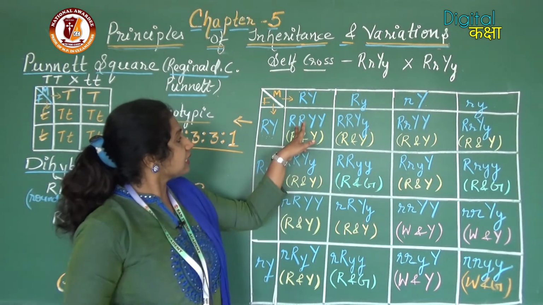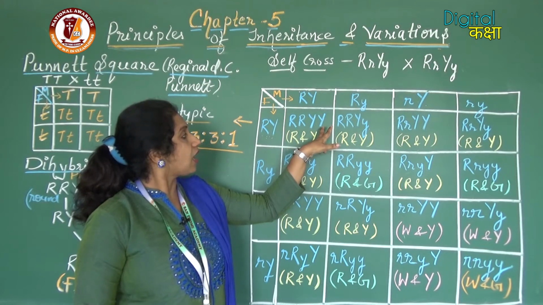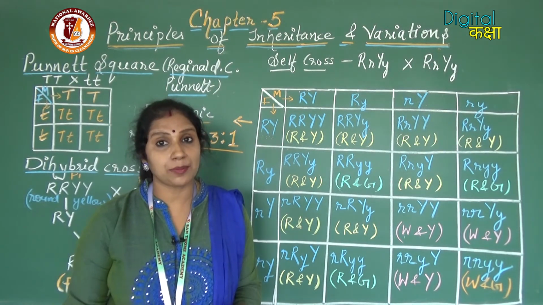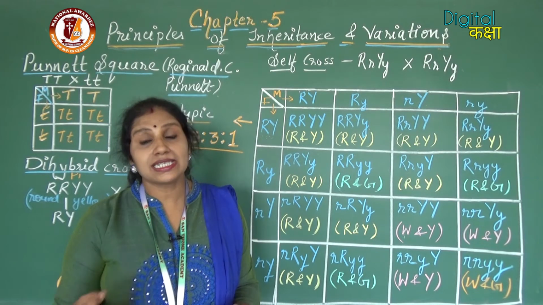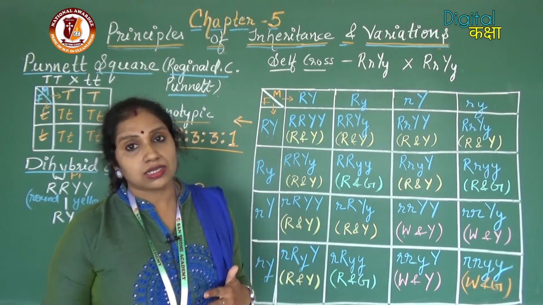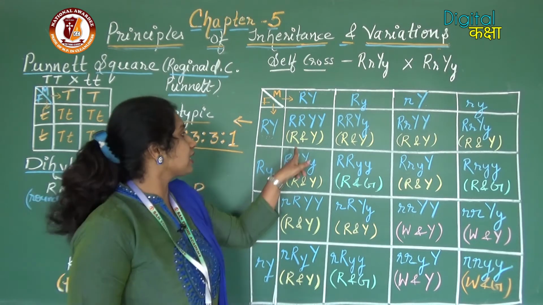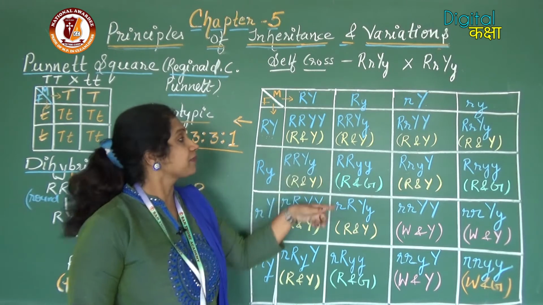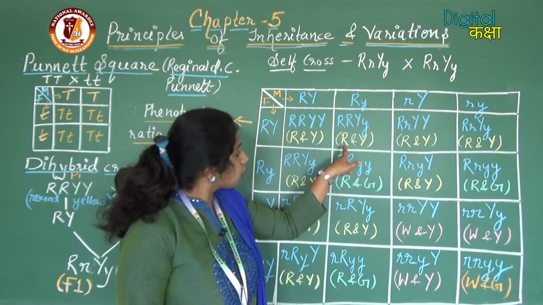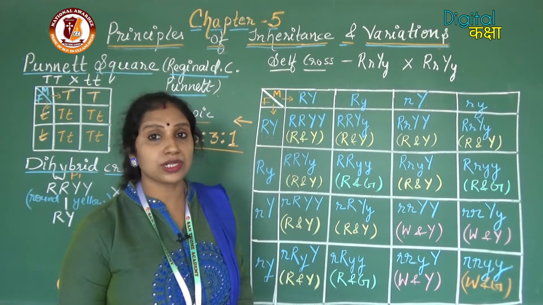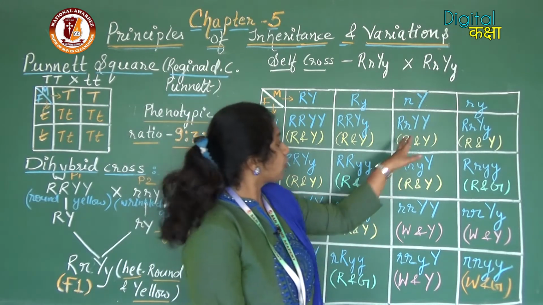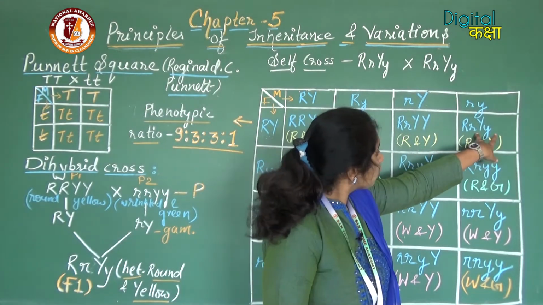Number 1, you can see capital R, capital Y and capital Y. So here you can see capital R and capital Y. That means the dominant allele is there. So the dominant one is the round and the dominant color is yellow. So here the round and yellow seeds. Now the next, here also you can see capital R and capital Y, so here also the round and yellow seeds will be there. Here also you can see capital R and capital Y, so here also round and yellow. Here also round and yellow.